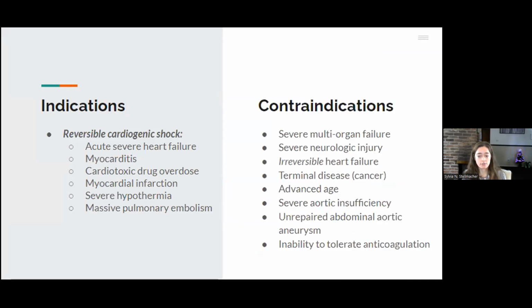Contraindications are severe multi-organ failure, severe neurologic injury, irreversible heart failure, a terminal disease such as cancer, advanced age, which is subjective based on the center that's offering ECMO, severe aortic insufficiency, unrepaired abdominal aortic aneurysm, and an inability to tolerate anticoagulation, as systemic anticoagulation has to be provided in the VA-ECMO circuit to prevent clot and stroke.